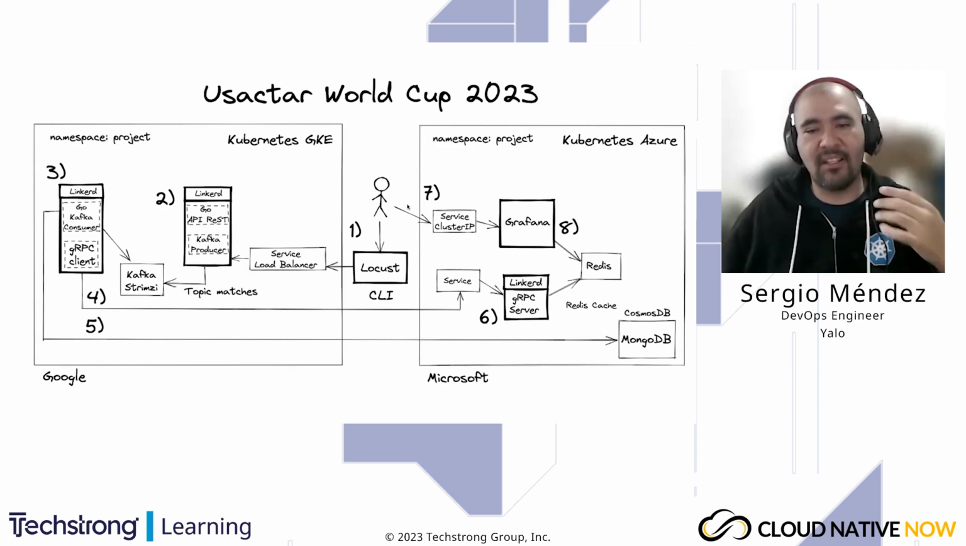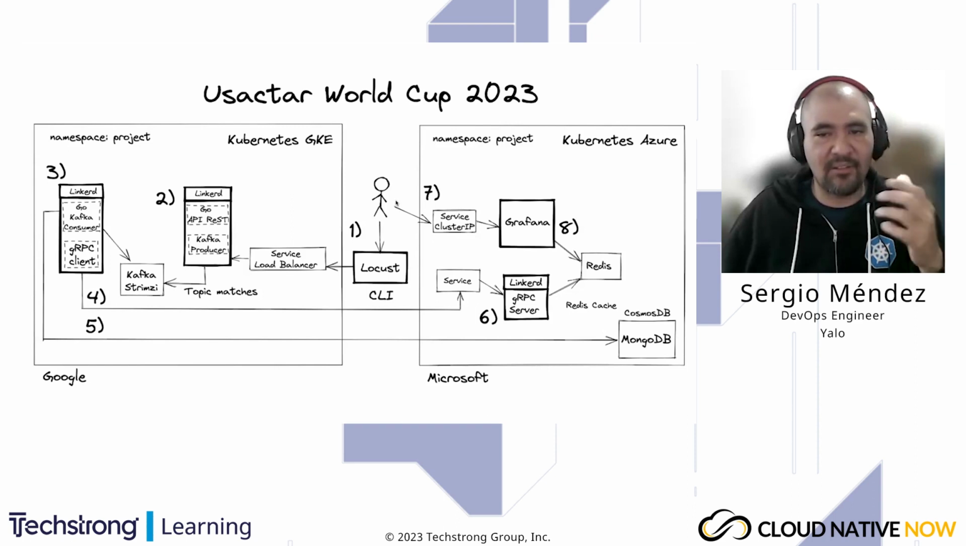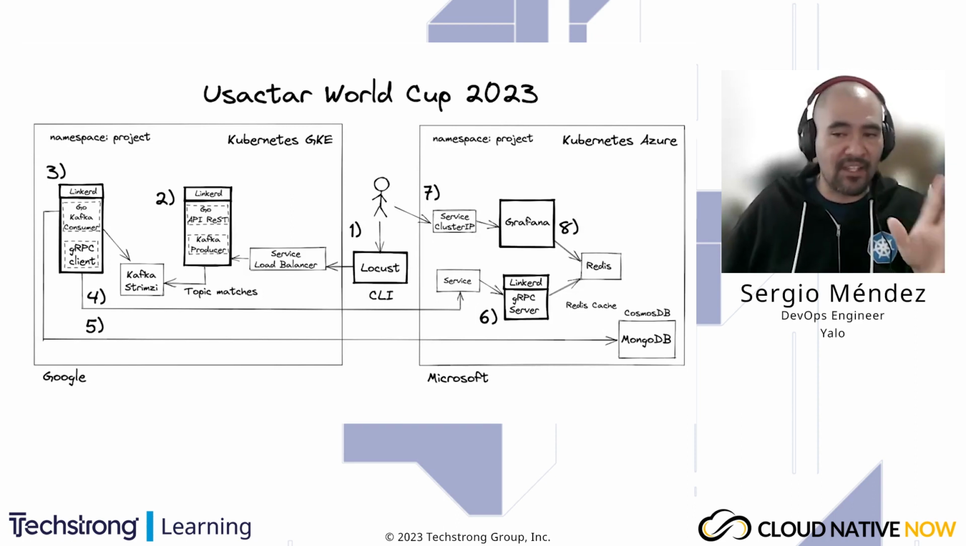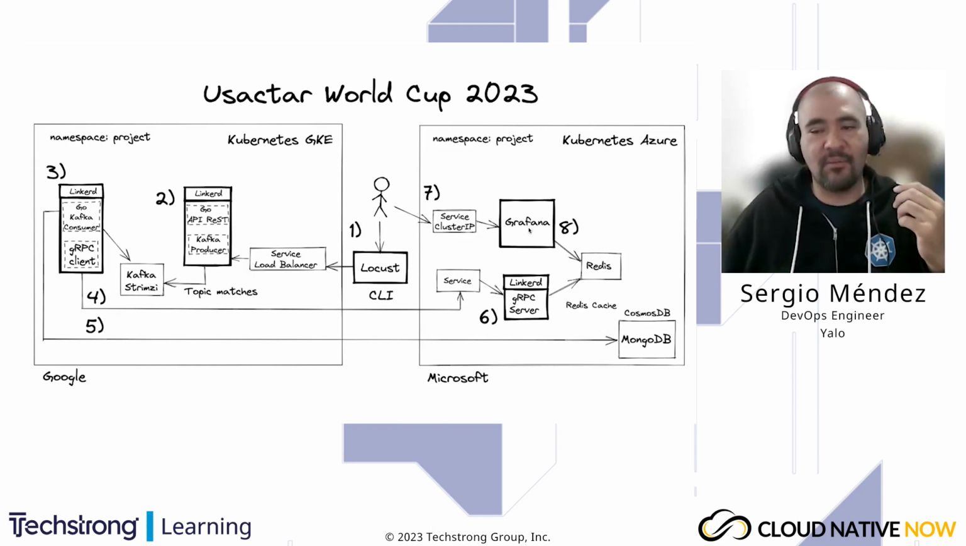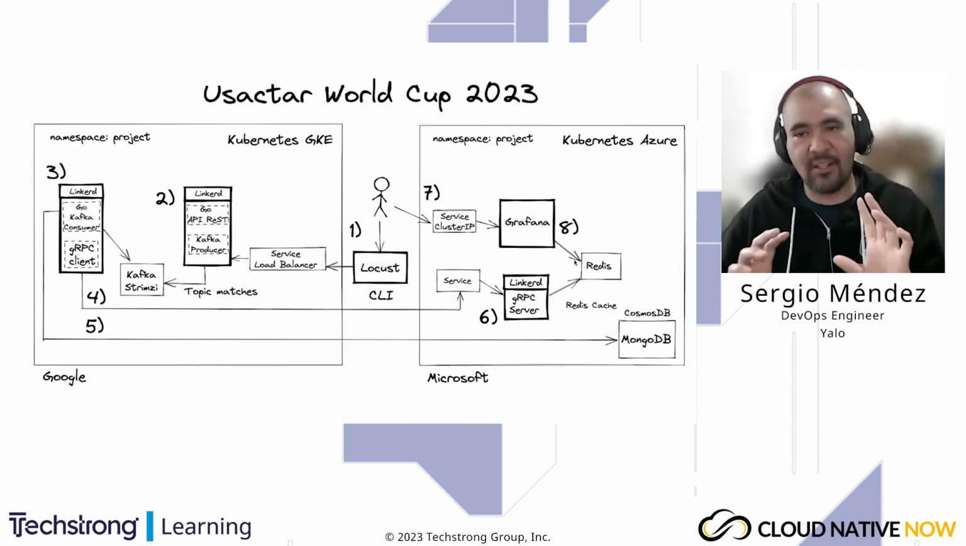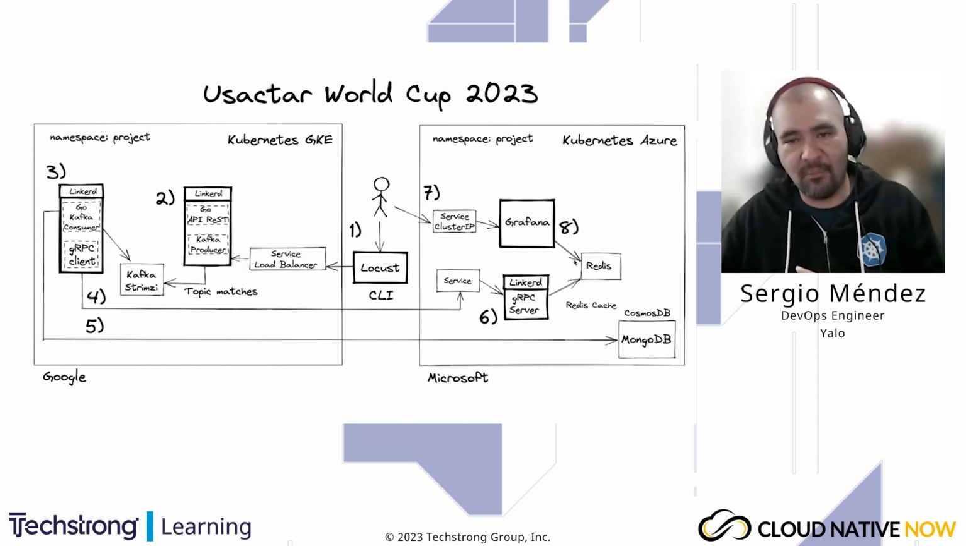And finally, in step number 7, maybe the same client or the student is going to check the Grafana dashboard, which shows the information about Redis, right? So that's basically how the project was structured.